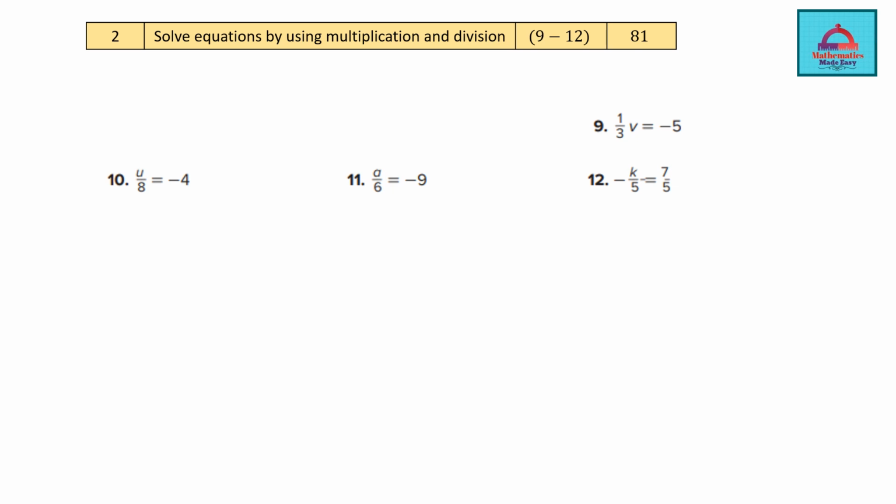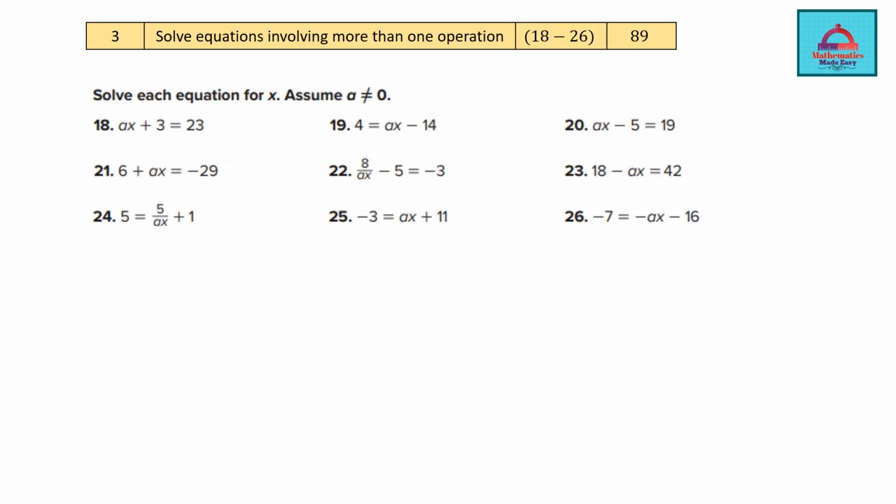Next we have solve equations by using multiplication and division. So these are one-step equations. So we do cross multiplication and the answers would come out to be minus 32, minus 54, minus 15 and minus 7 for the questions.